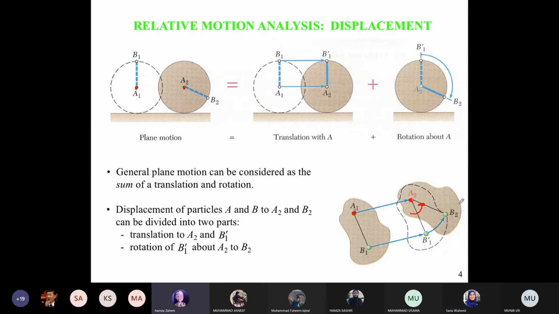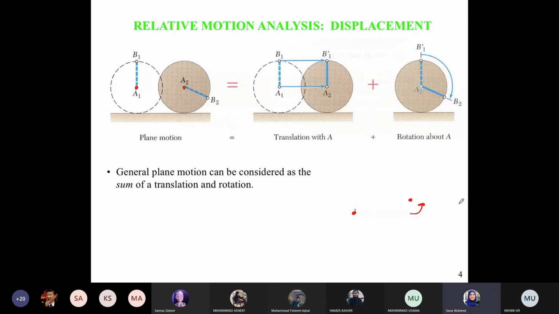मैम, जो translation है वो rectilinear होना लाजमी है? Great question. नहीं. No, it does not. Let me show you.